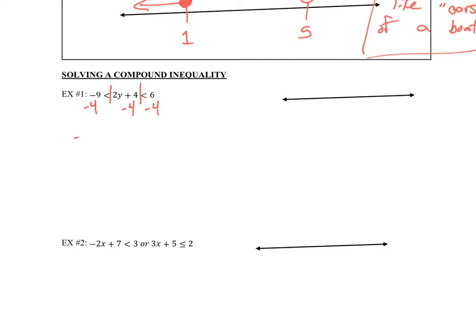So you would have negative 13 is less than 2y is less than positive 2. So subtract 4 from everywhere. And the next step would be divide everything by 2. So negative 13 divided by 2 would be negative 6.5. We're left with just y in the middle. And then 2 divided by 2 is 1.